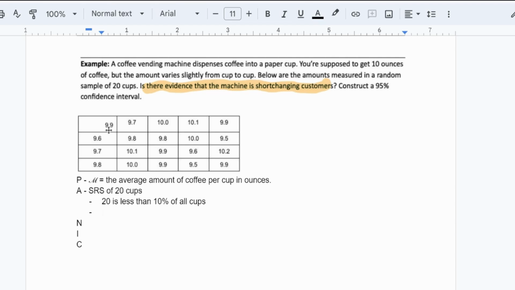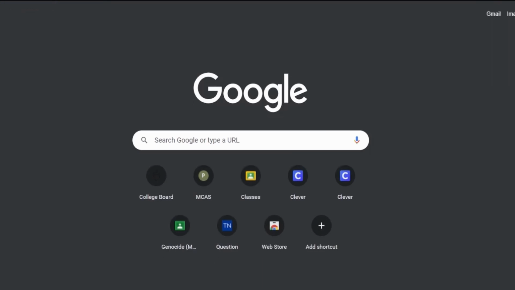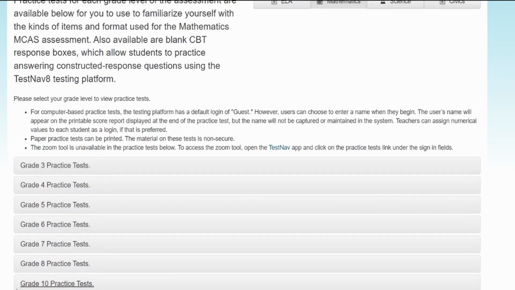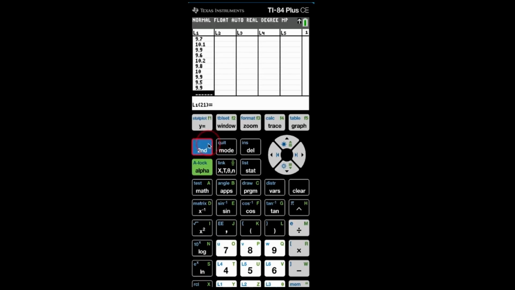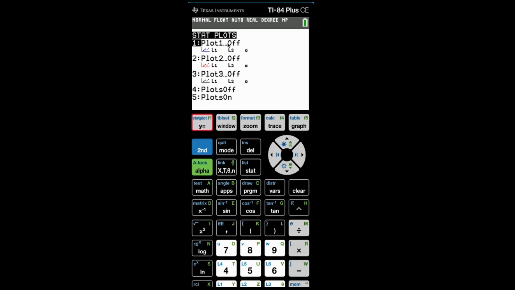To do this, we're going to have to put these in a list on a TI-84 calculator. So I'll pull that up and do that quickly. Alright, as you can see here, I put all the values into this list. Now, to check the normal probability plot, which will determine normality, we will go to plot 1. First, turn it on. And now go to the one all the way to the right here. That is the normal probability plot.